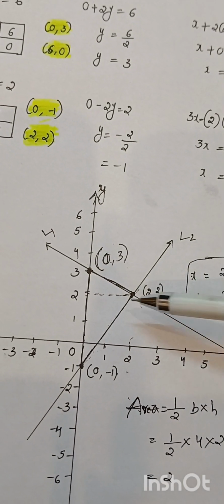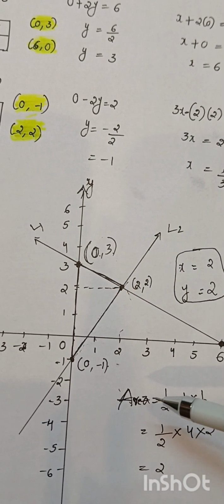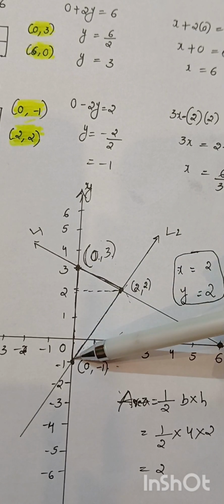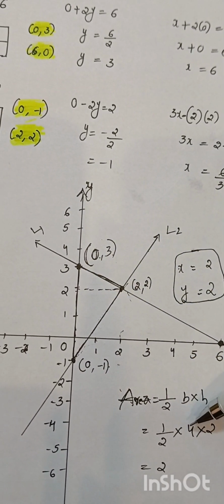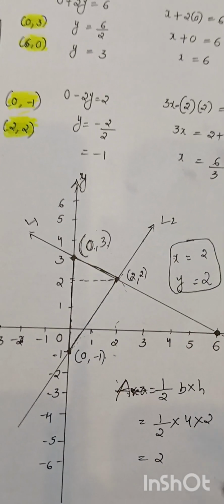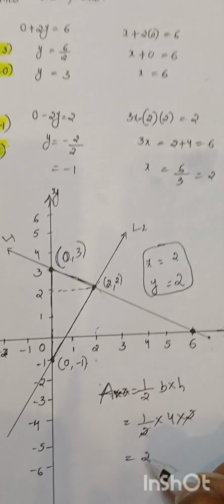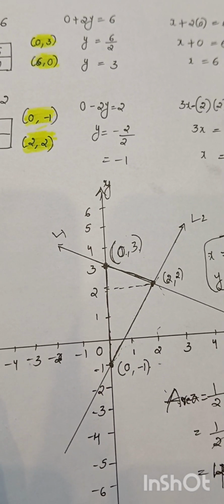If they ask you to find the area of this triangle, we can find it like this. The area formula is half base times height. Half, the base is 1, 2, 3, 4 points, so 4 units, and the height is 2 units. By cancelling these two, we got 4 square units as the area.